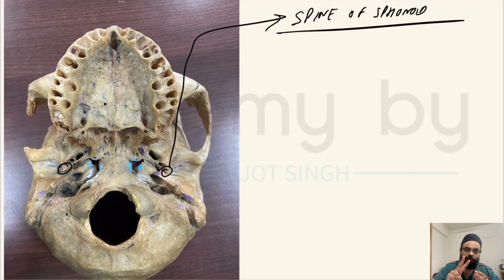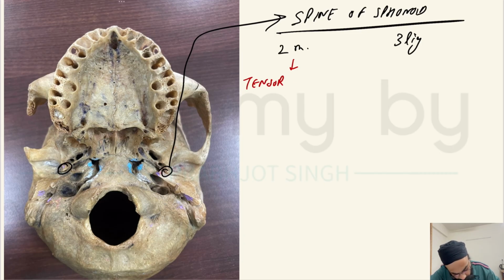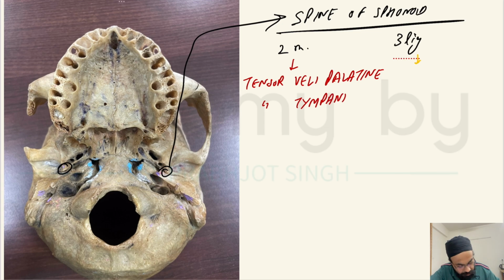Styloid apparatus में क्या था? 2 लिगामेंट थे, 3 मसल थे. यहाँ पर उल्टा है, यहाँ पर 2 मसल हैं और 3 लिगामेंट हैं. अब मसल कौन सी हैं? मसल्स आर tensor veli palatini, yes, the same which are attached to the middle pterygoid plate, and tensor tympani. Now, what are the 3 ligaments?